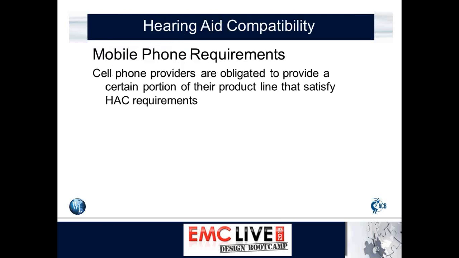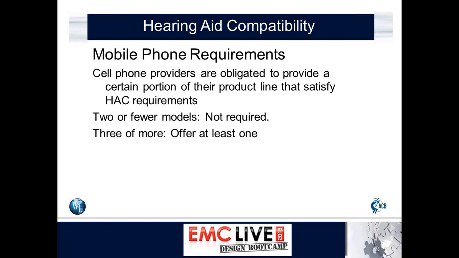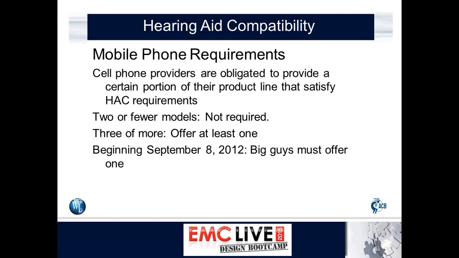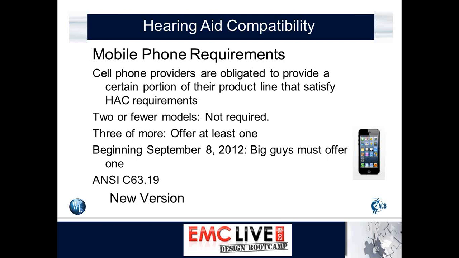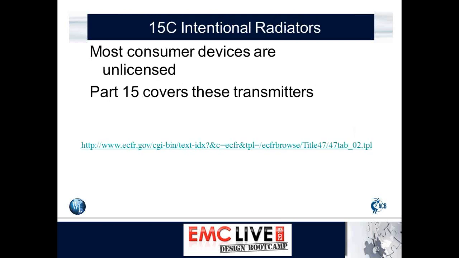Mobile phone, cell phone providers are obligated to provide a certain amount of their products that have HAC, which is hearing aid compatibility. If there are 2 or fewer models, they don't have to do it. If there are 3 or more, at least one of them has to have the hearing aid compatibility requirements addressed. Beginning in September of 2012, the big guys must offer one. And that's under the new version of ANSI C63.19 for hearing aid compatibility.